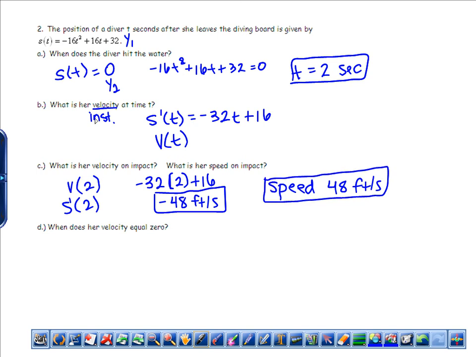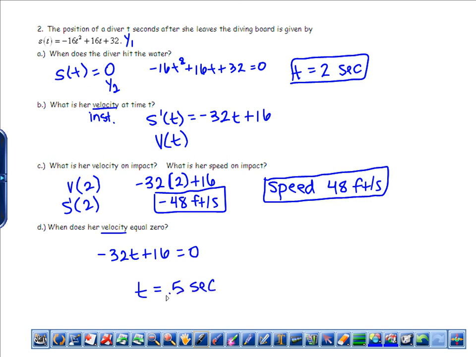Some people get confused with the S up here with speed. This S stands for position. With speed, we just write the word to be super clear. All right, D, when does her velocity equal 0? So again, we're looking at her velocity function, negative 32t plus 16, and we're setting it equal to 0. And since it's a linear function, you should be able to do this quite easily. Solve for t, and you get 0.5 seconds.